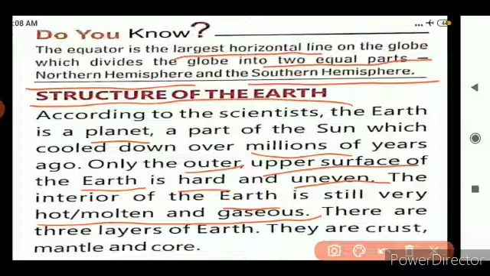The upper surface, what we are standing on, has many different landforms: mountains, plateaus, plains. That one is of uneven forms, and under that is the interior part of the earth. What is the state of that? Hot, molten and gaseous. Okay children, there are 3 layers of the earth. How many layers? 3 layers. What are they? Crust, mantle and core. Again I am repeating: crust, mantle and core.